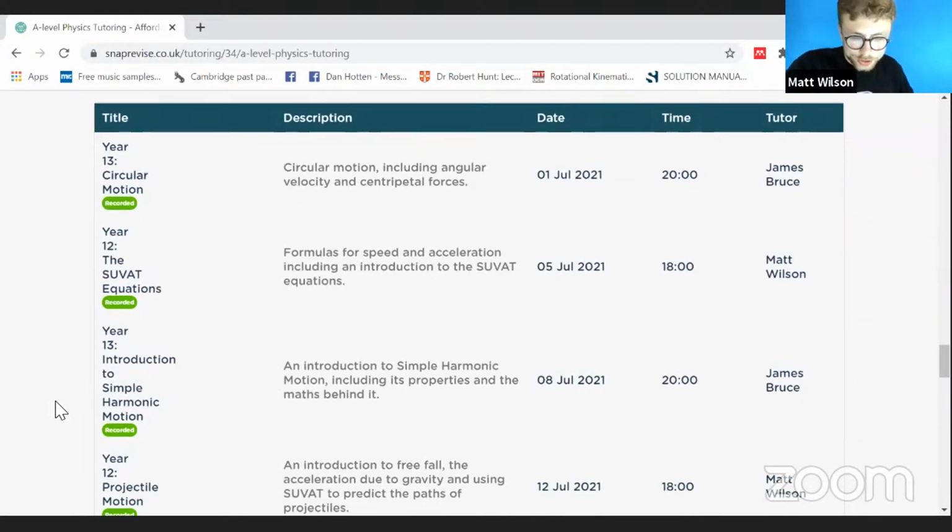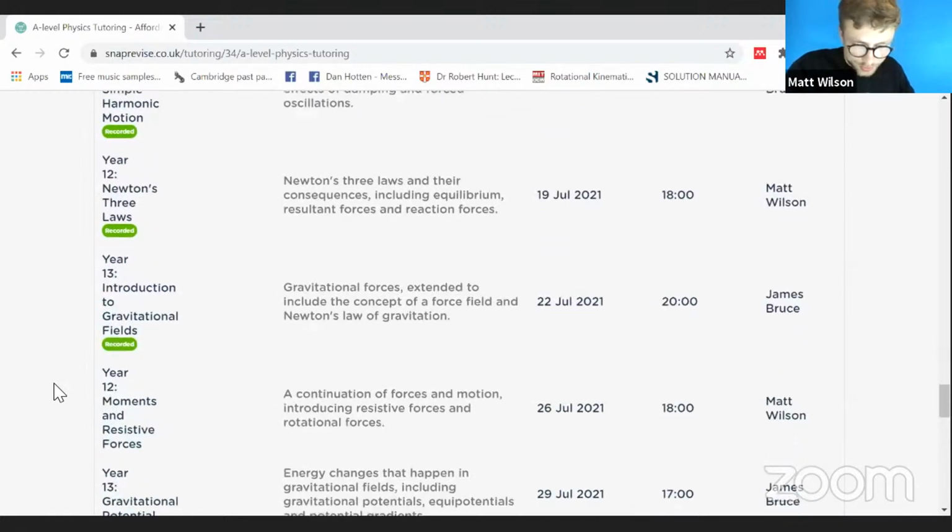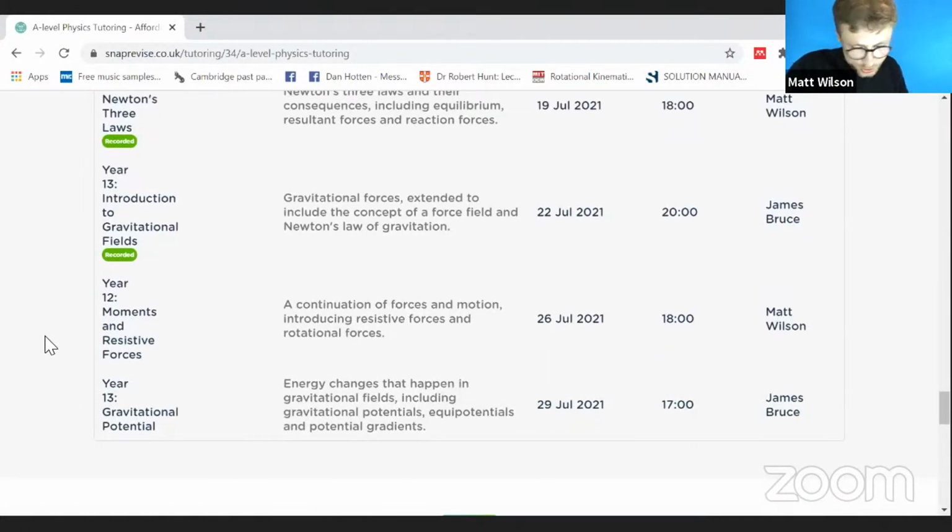And here's the schedule for what's coming up. So these ones have happened. As you can see, they're recorded. So tomorrow, I'm working on moments and resistive forces. And so you can come to that if you like, and we can discuss that together. I mean, it's actually quite a nice and somewhat related topic to what we talked about today, which is convenient.